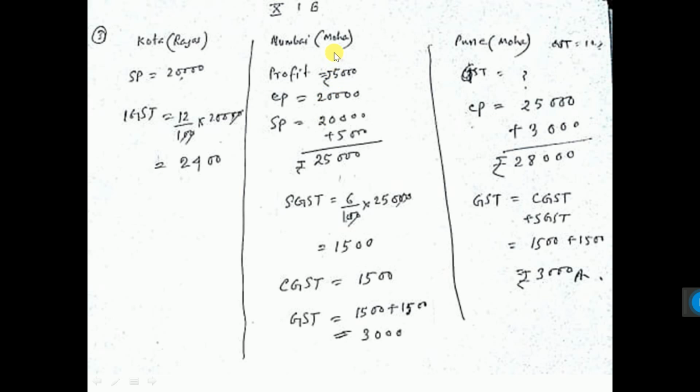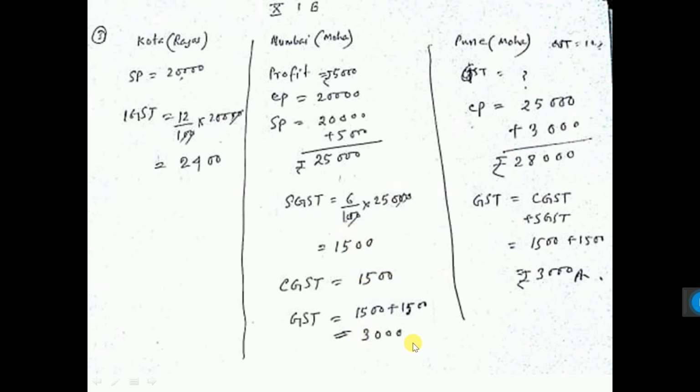But here Mumbai to Pune, Oh sorry, Maharashtra to Maharashtra only, that means same state, so it will be CGST, SGST. So total tax 12%, so it will be 6% of this SP. So this is the SGST, the same will be CGST. So total GST, CGST plus SGST, 1500 plus 1500, that is 3000.